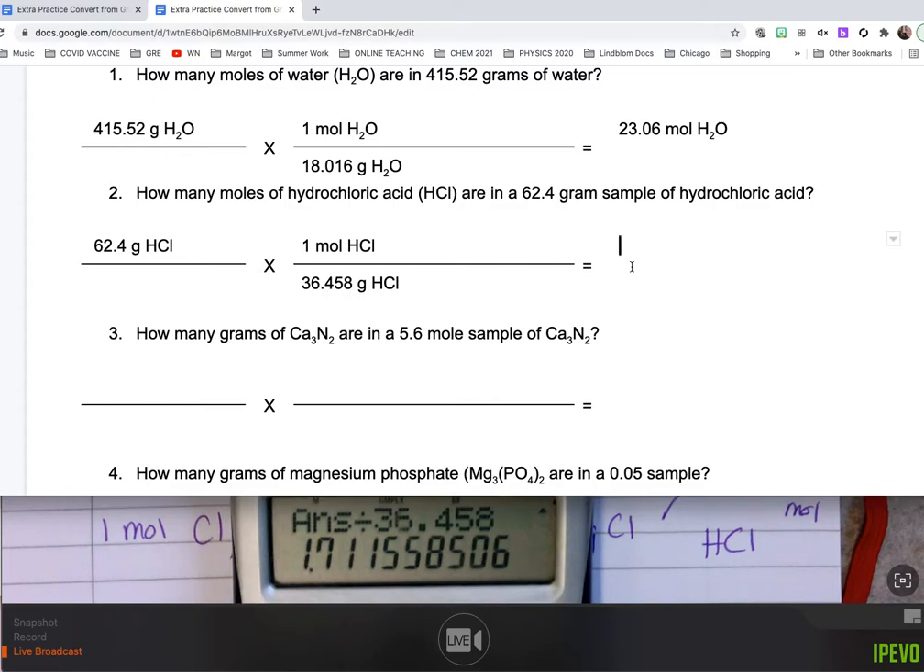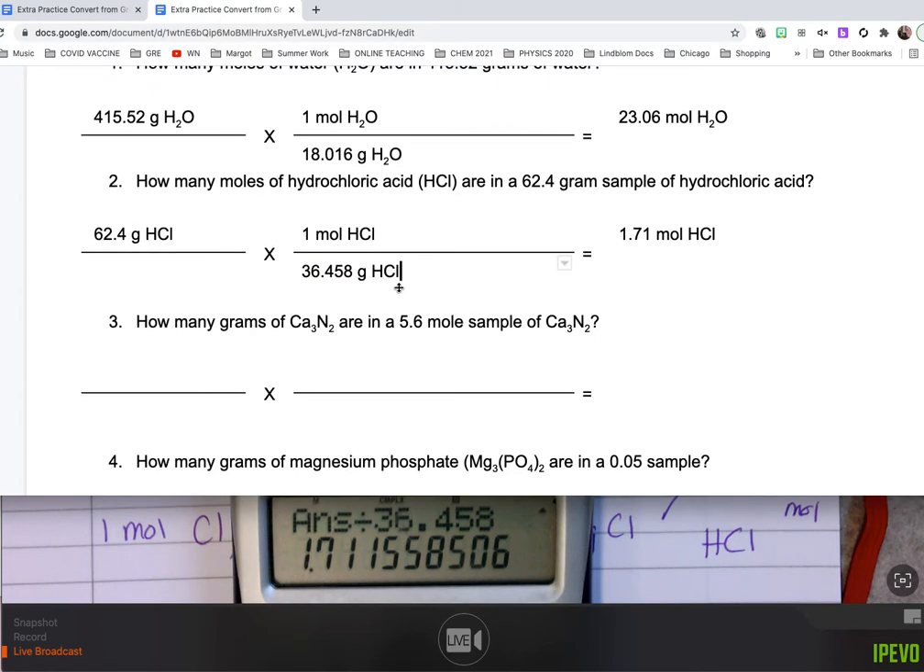So I have 1.711. So my answer is 1.71 moles of hydrochloric acid. Something you'll notice, I'm rounding to the 100th here. I am not rounding to the 100th here. So I only round to the 100th at the very end.